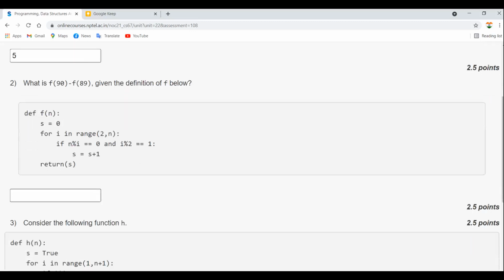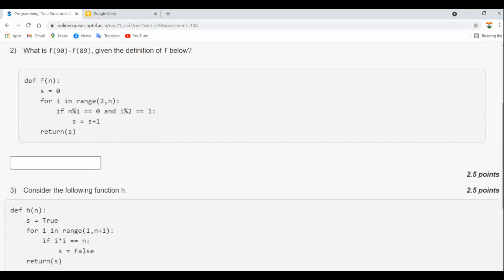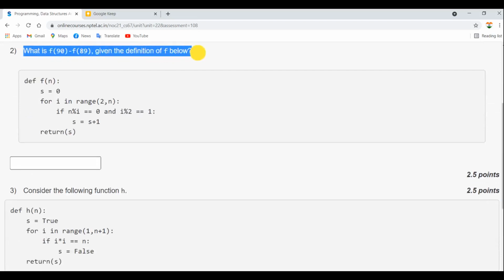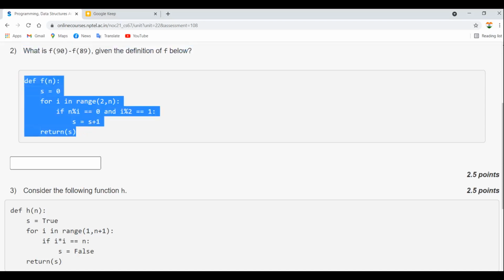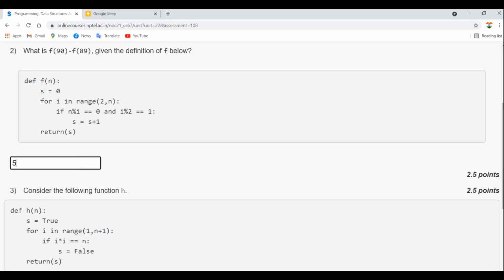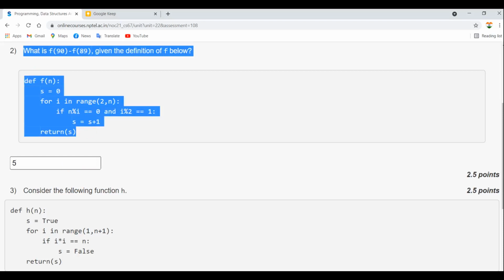Question number 2. What is F90 minus F89 given the definition of F below? Here is the code. Question number 2, it's also 5.